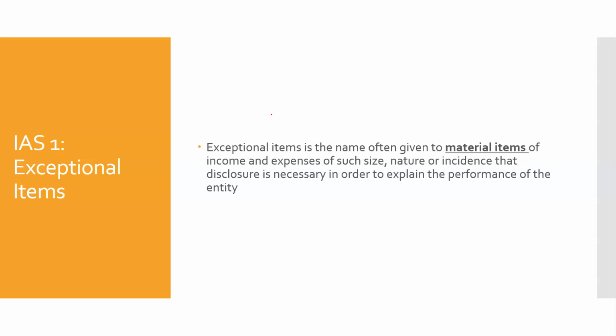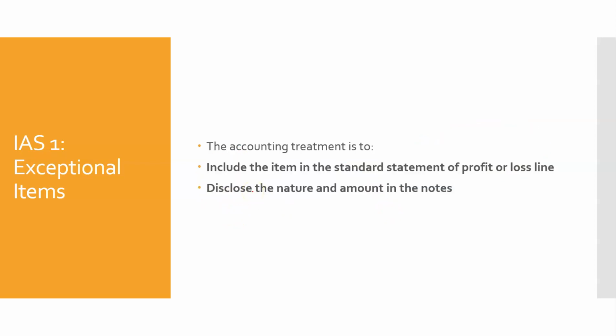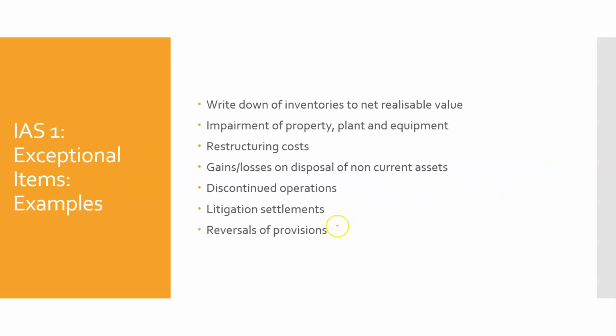So you can see here it says exceptional items. It's the name given to material items, if you like, of income and expenses, just so that we can explain. And of course, we will be disclosing these events. So typically, the accounting treatment here is to include the item in the standard statement of profit or loss, give it its own separate line, and disclose these in the notes.